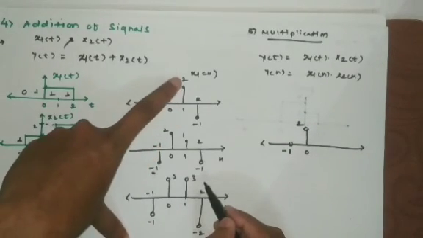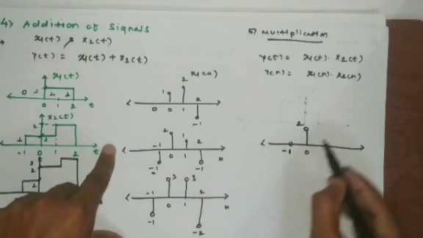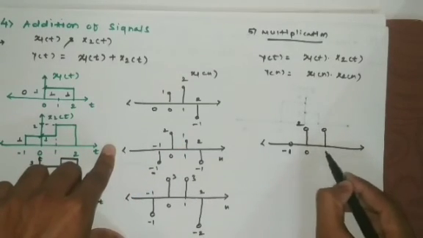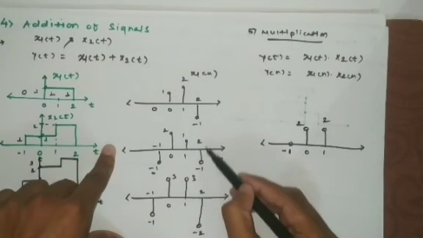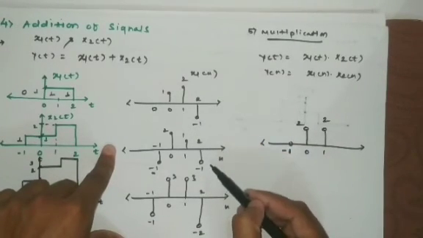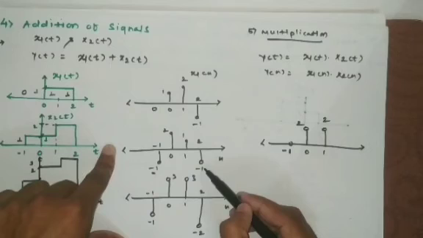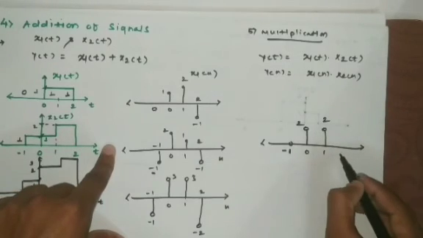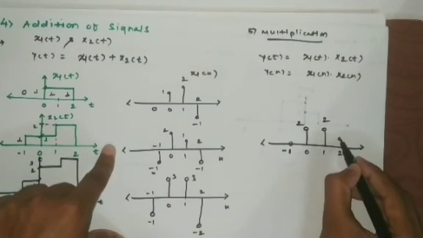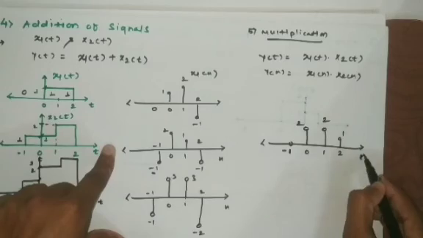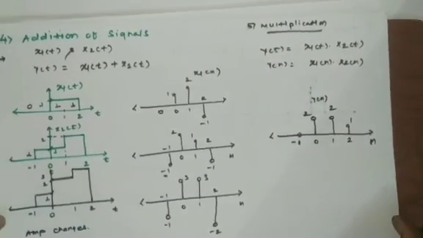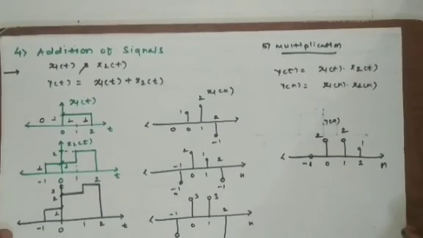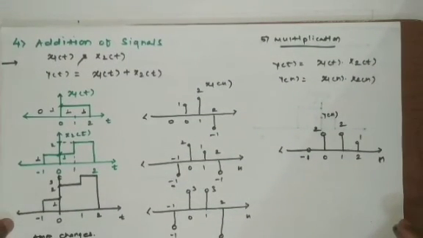Similarly for 1, here it is 2, here it is 1. 2 into 1 is going to be 2. So for 1 amplitude is 2. Next for 2, in both the cases the amplitude is minus 1, minus 1. So minus 1 into minus 1 is going to be plus 1. So we'll get for 2 the amplitude is 1. And this is our output signal as y. So this is known as multiplication of the signals.